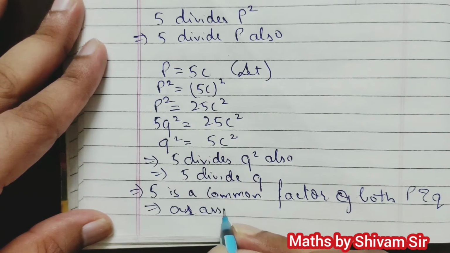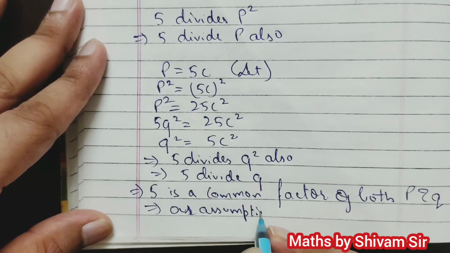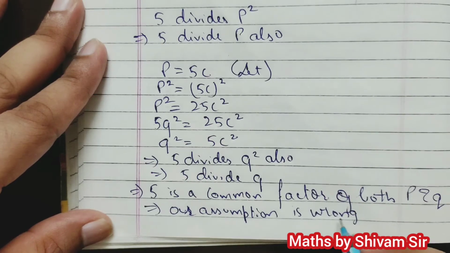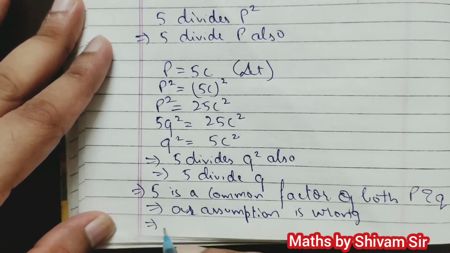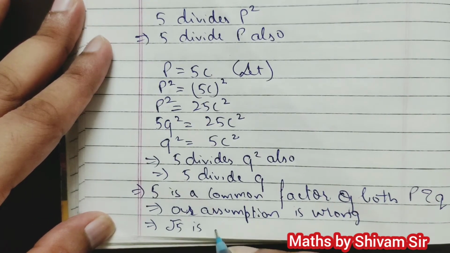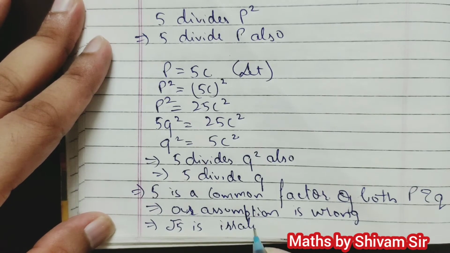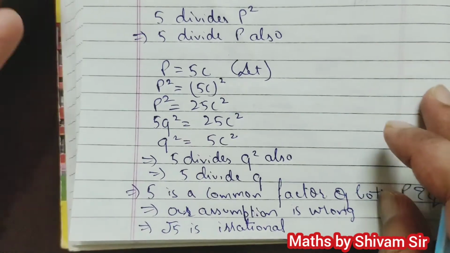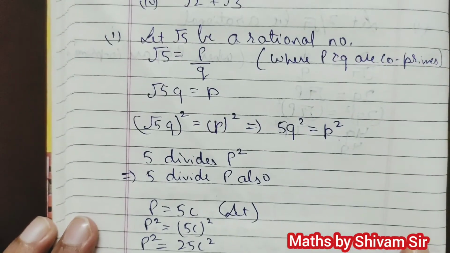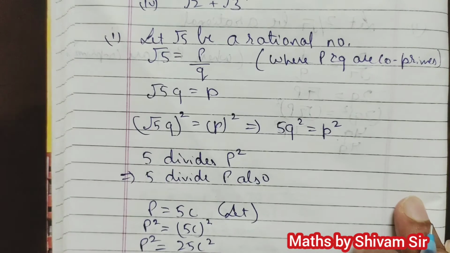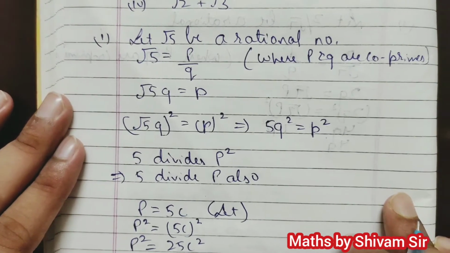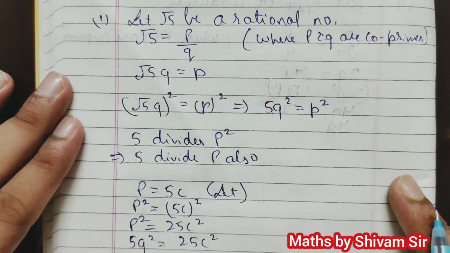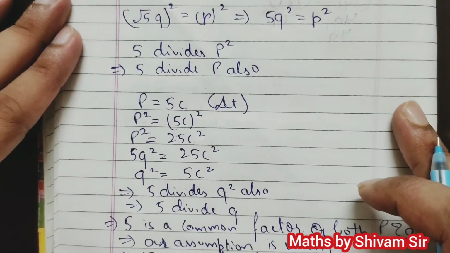Our assumption is wrong. So what was our assumption? That root 5 is a rational number. So this implies root 5 is irrational. So this is our answer. In this way we have to follow these steps whenever we have a single value in root and we have to prove it to be an irrational number. So just pause the video to note it down.